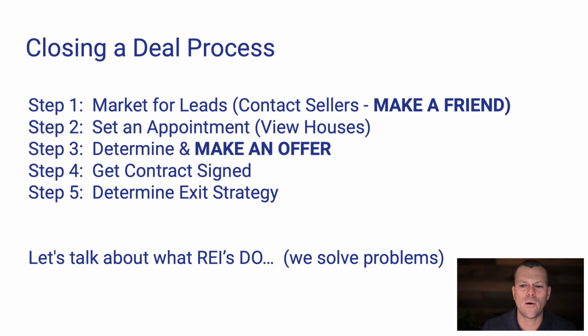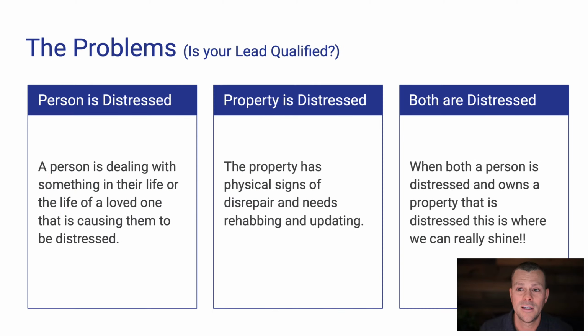Let's talk a little bit about what real estate investors do, guys. We solve problems. Here are the problems. The person's distressed. The property is distressed, or ideally, both of them are distressed. Maybe not ideally, that's the wrong word. But a home run deal would be when both the person is distressed as well as the property is distressed.